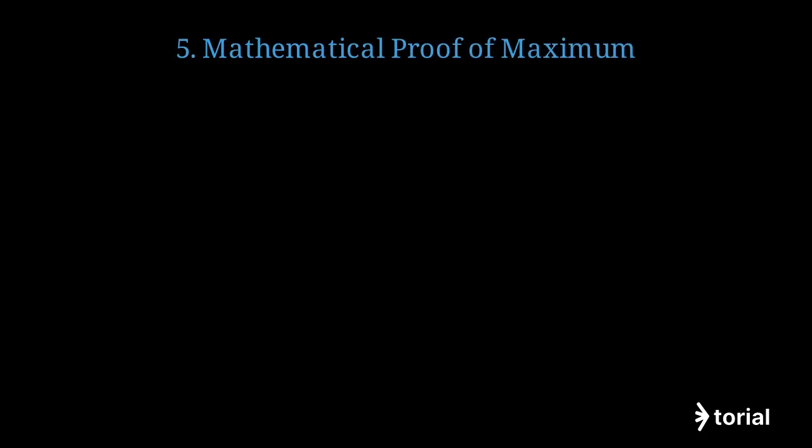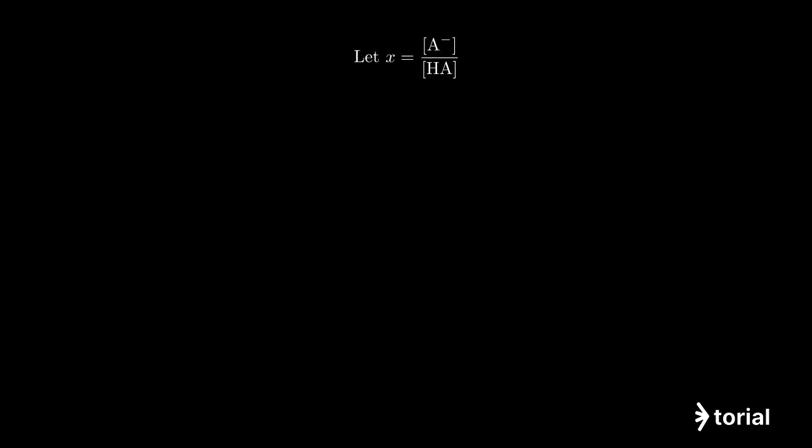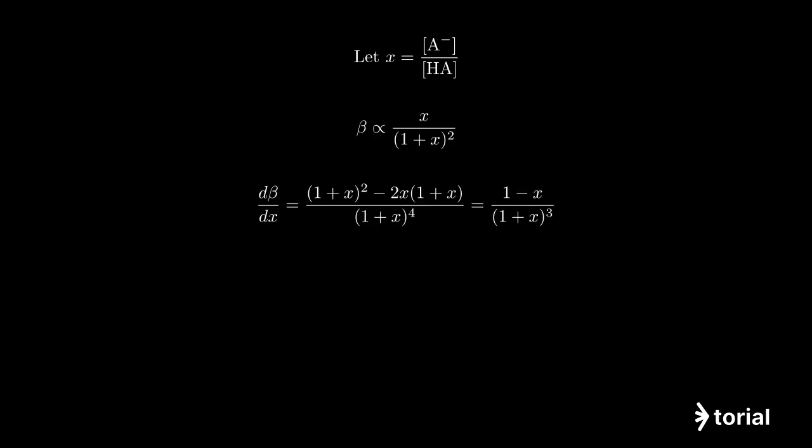Let's prove mathematically why equal concentrations give maximum buffering. Let X equal the ratio of conjugate base to weak acid concentration. Buffer capacity is proportional to X divided by the quantity 1 plus X squared. Taking the derivative with respect to X and simplifying, we get 1 minus X divided by 1 plus X cubed. Setting the derivative equal to 0, we find the maximum occurs when X equals 1. When X equals 1, this means the conjugate base concentration equals the weak acid concentration.